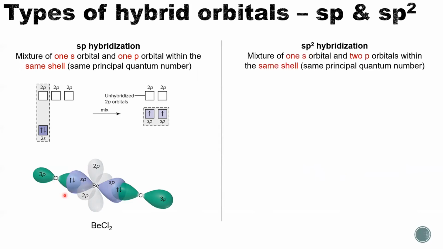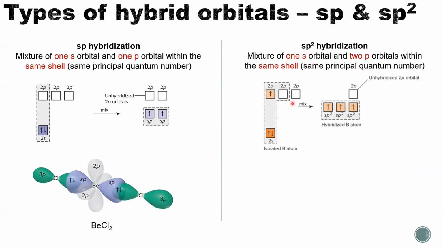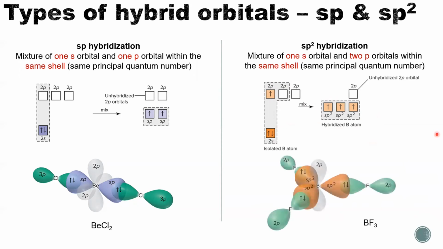So then sp2 hybridization, the same concept, but in this case, we're using one s orbital and two p orbitals. If we have one s and two p orbitals, all three orbitals together, we can have three sp2 orbitals. And then again, we need to redistribute the valence electrons from the 2s and the two 2p orbitals. So now we have three unpaired electrons here in boron. And in boron trifluoride, the sp2 hybridization will give us the trigonal planar shape.